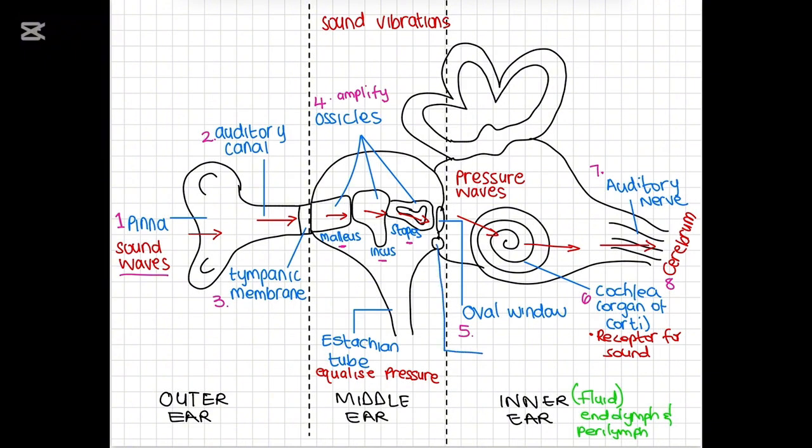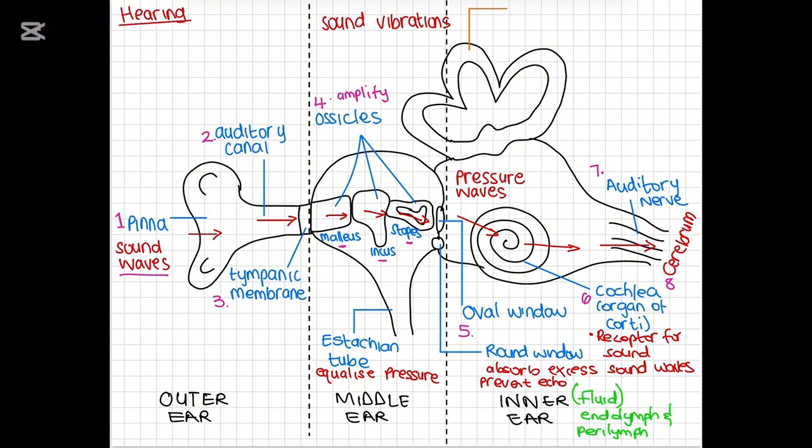Now the round window, which we have not labeled, what it does is it absorbs excess sound waves or pressure waves. So when there is excess sound waves or pressure waves, they will be absorbed by the round window, and this is to prevent echoing. Again, we did say that this is hearing, one of the functions of the ear.